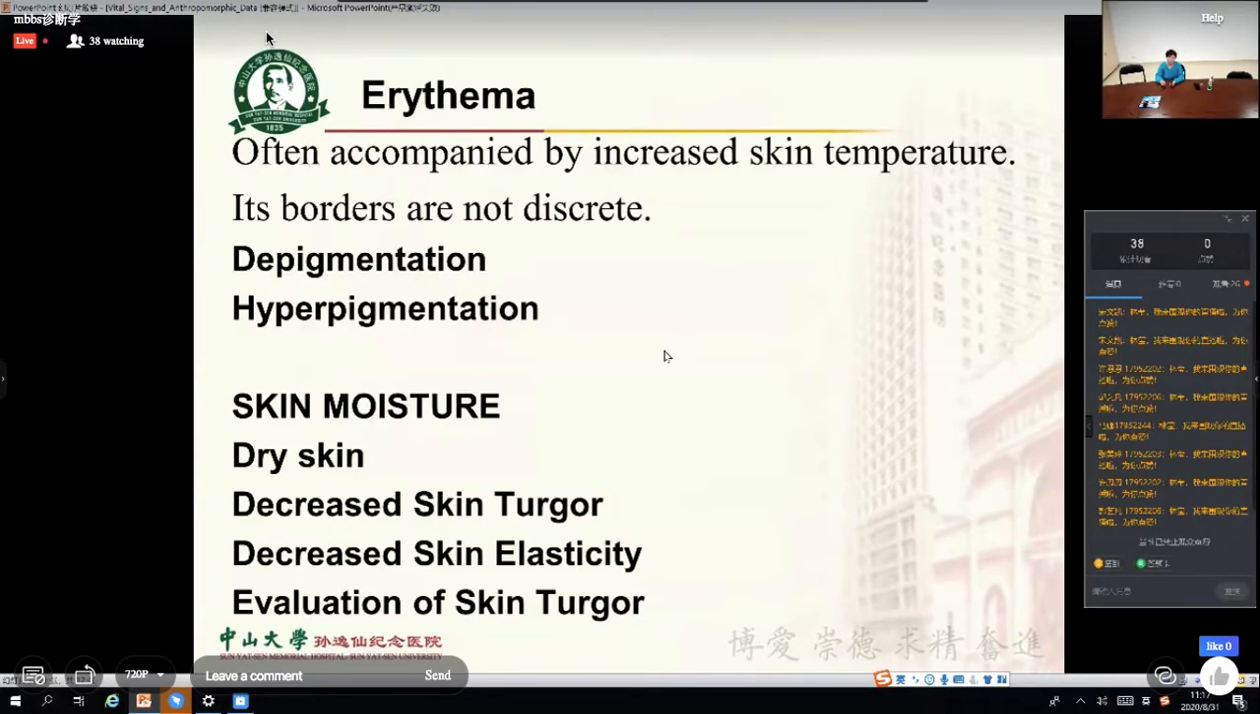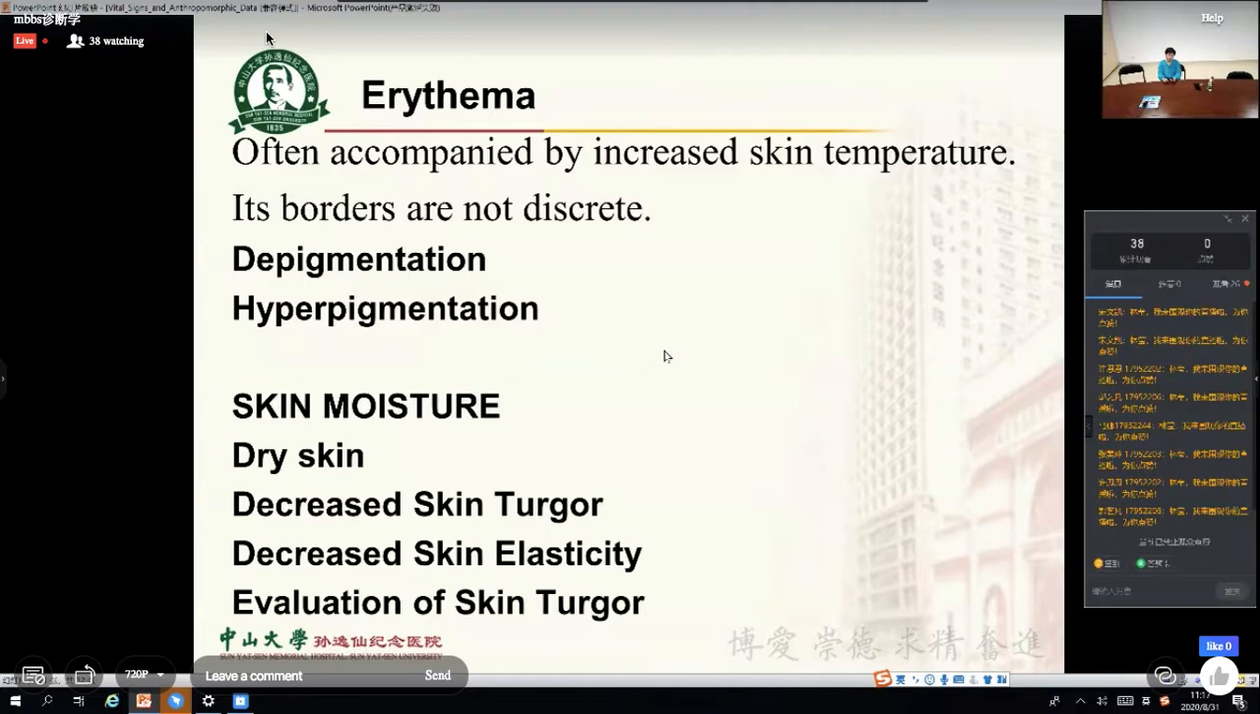Okay, let's see what erythema is. It is often accompanied by increased skin temperature. Its borders are not discrete. These are the erythema. Besides this, we may see some patients have deep pigmentation. Some patients may have hyperpigmentation. You may need to read your textbooks thoroughly to identify what diseases can induce deep pigmentation and hyperpigmentation. I'm not going into the details here.